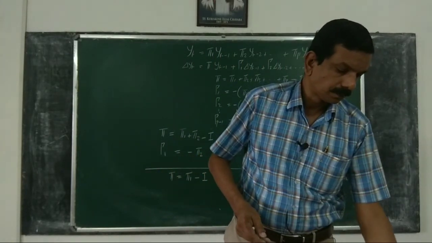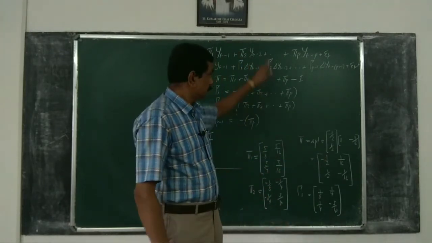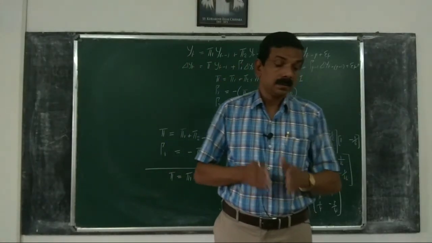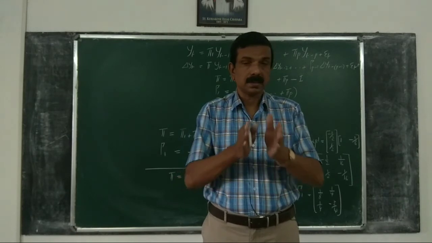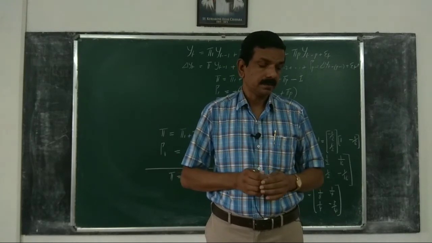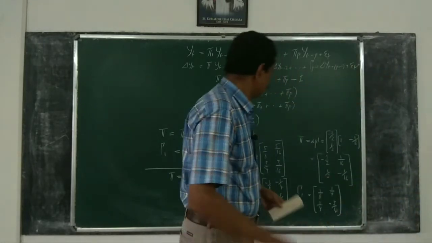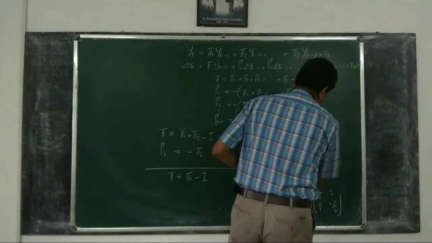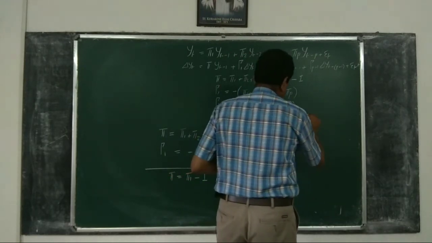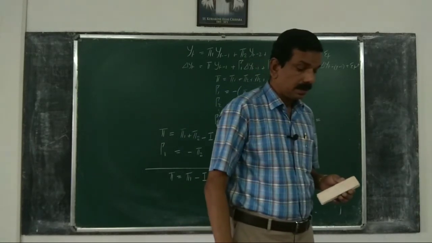Now, remember, this is based on a numerical example. And this numerical example is constructed in such a way that there is only one cointegrating relation. If you want to check whether this is true or not, consider the pi matrix which we have considered.